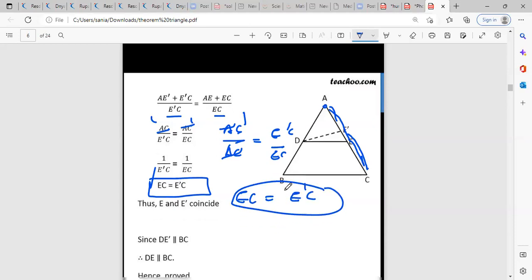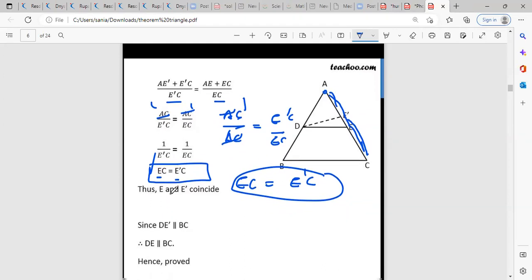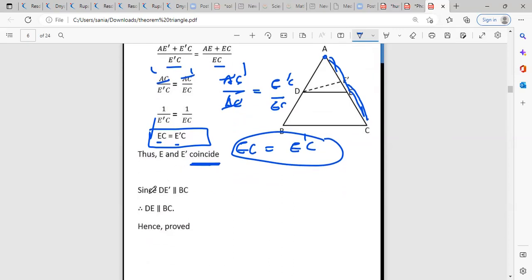Clear? So what is happening over here? E is coming in both, right? C is coming in both. So thus E and E dash coincide. They are somewhere coinciding, right? So as you know that DE dash is parallel to BC.